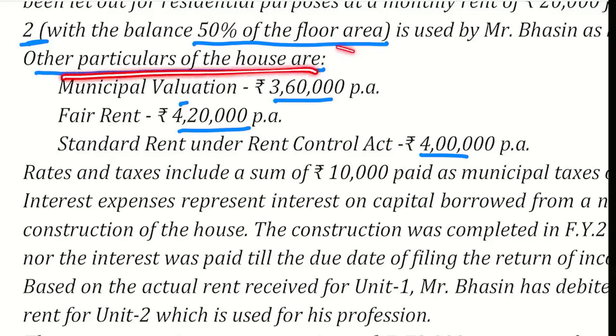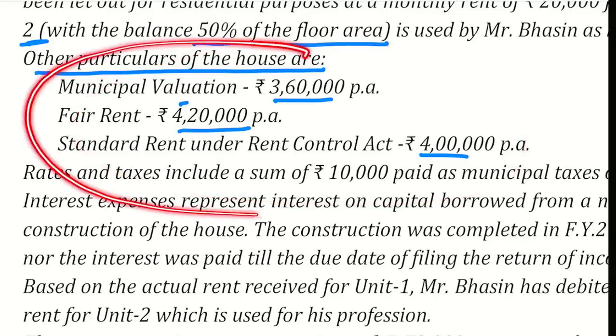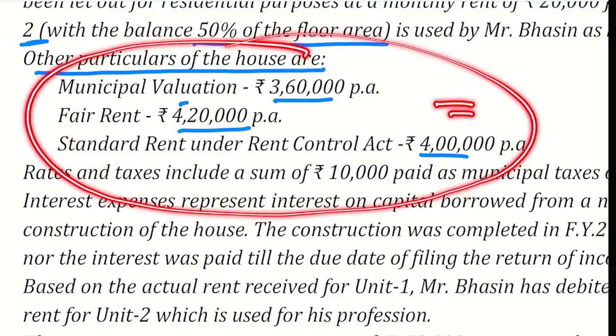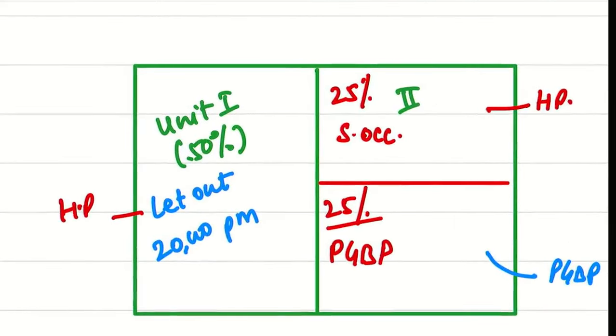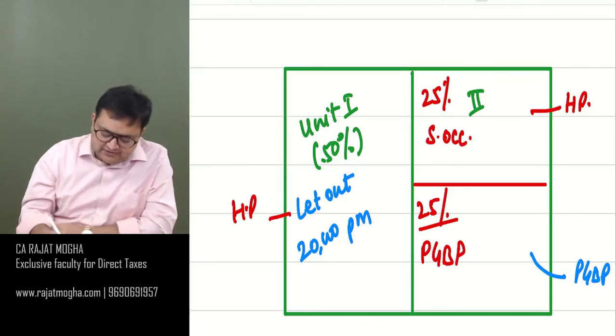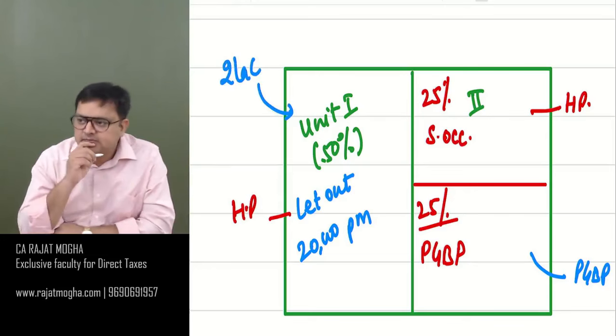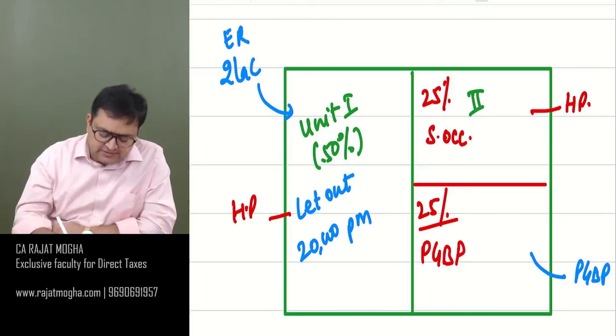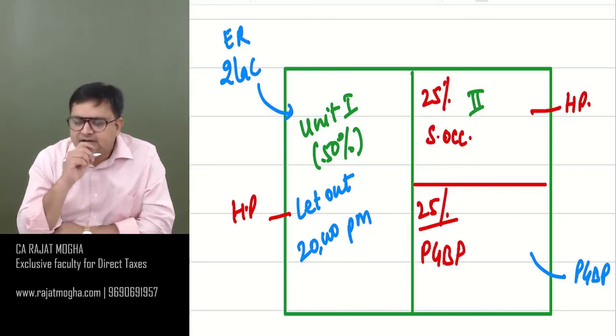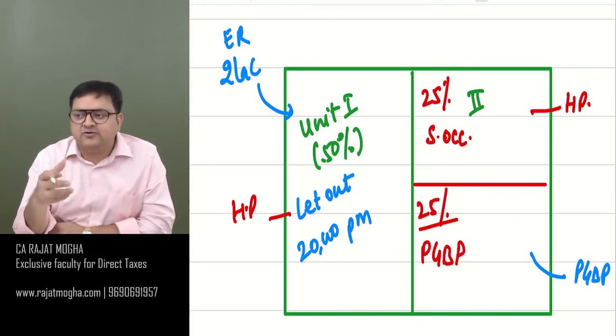Can I say that the expected rent of this house is 4 lakh? So can I say that the expected rent of this let out property is 2 lakh? Everybody agree? This is the expected rent, 2 lakh. Why? Because they are saying for the entire house it is 4, so for this let out property it is 2 lakh.